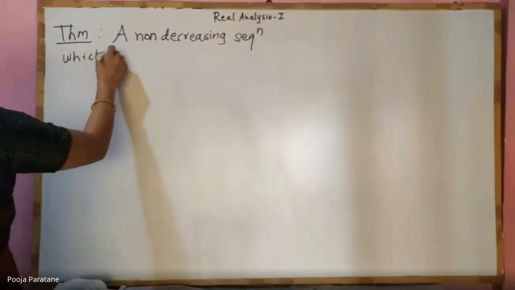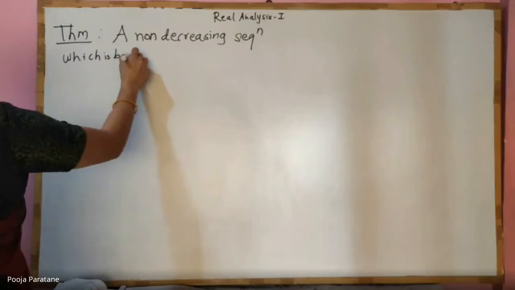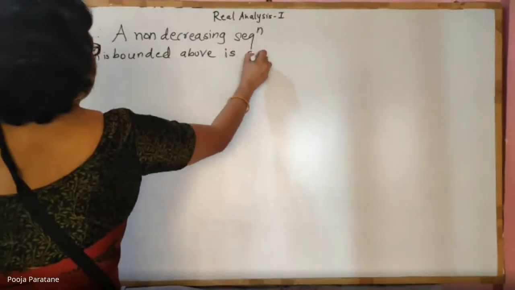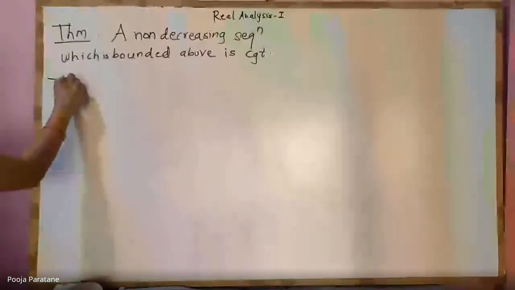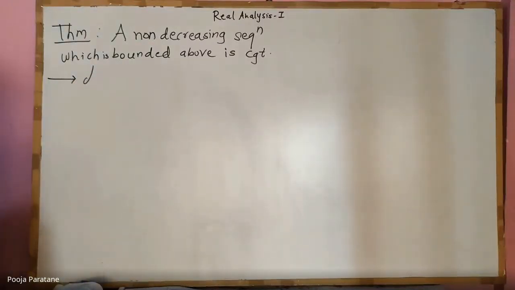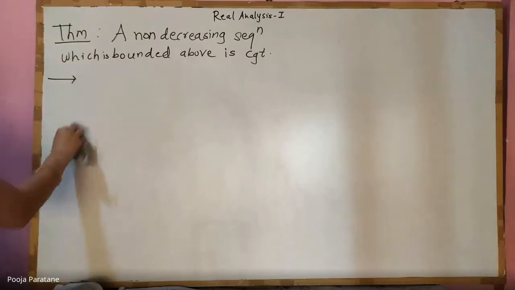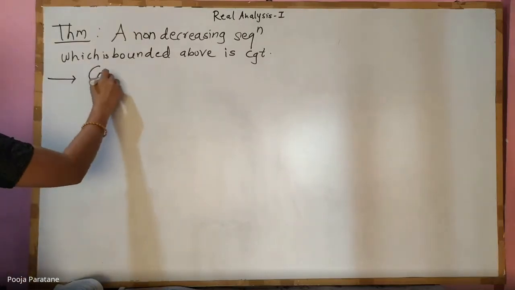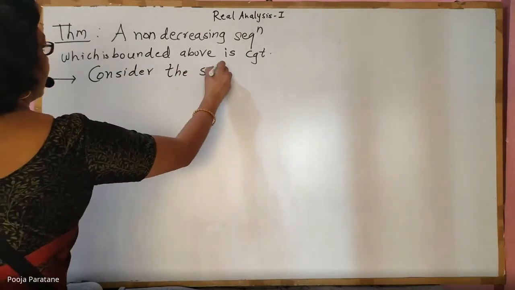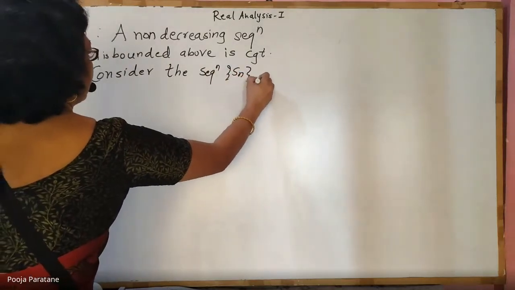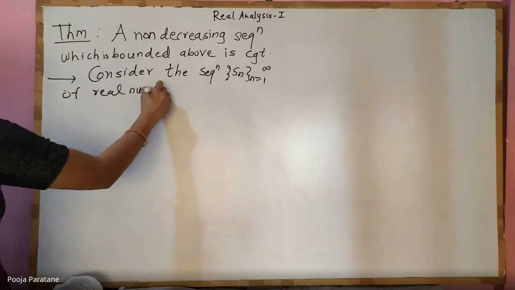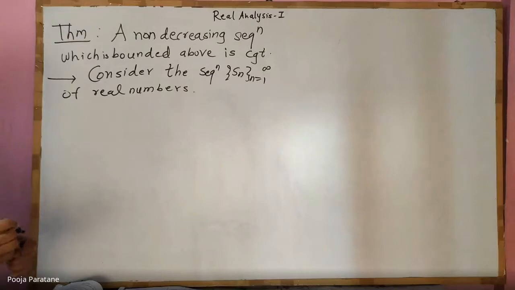Every non-decreasing sequence which is bounded above is convergent. Proof of this: consider the sequence Sn of real numbers.